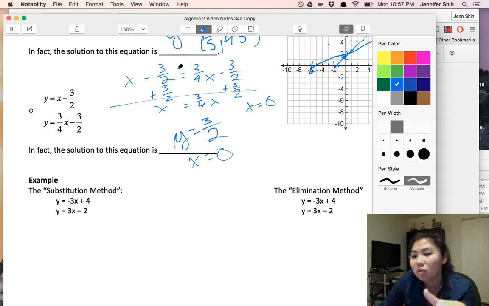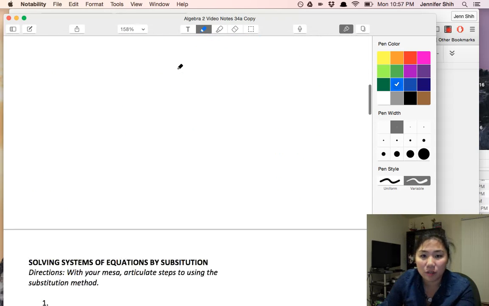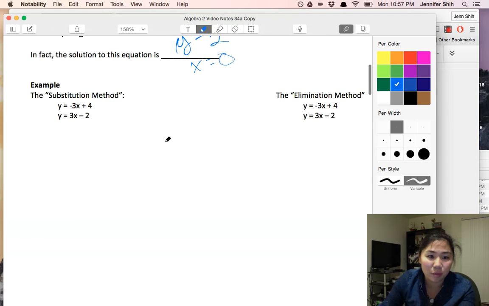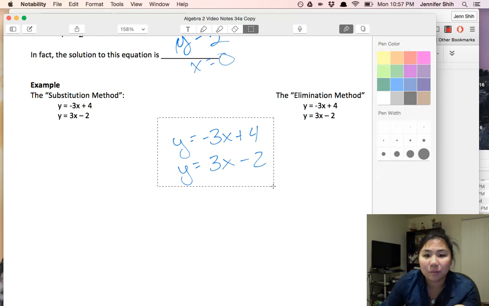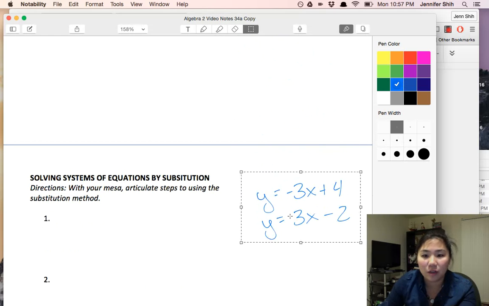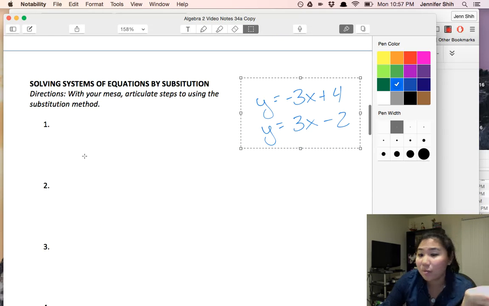So let's do an example of both substitution and elimination, and go through the steps. For substitution, I'm going to rewrite this problem: y is equal to negative 3x plus 4, and y is equal to 3x minus 2. I'm going to drag this over here so I can write the steps of our method and solve the problem at the same time.